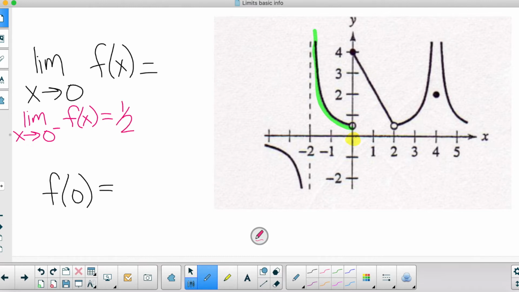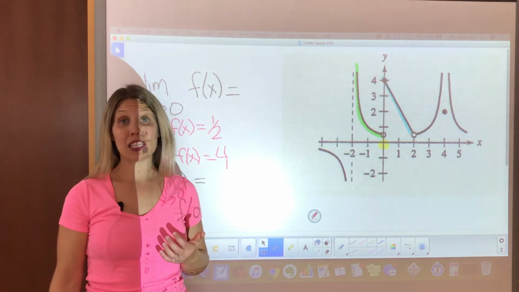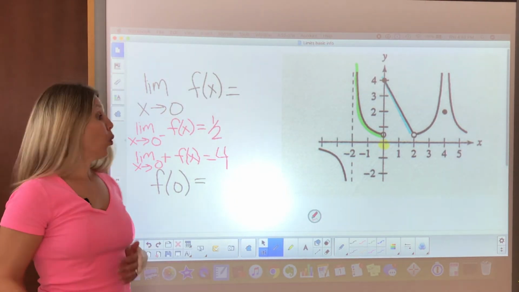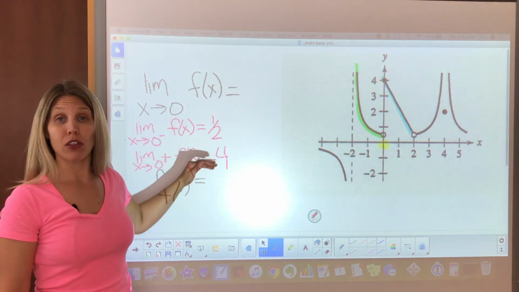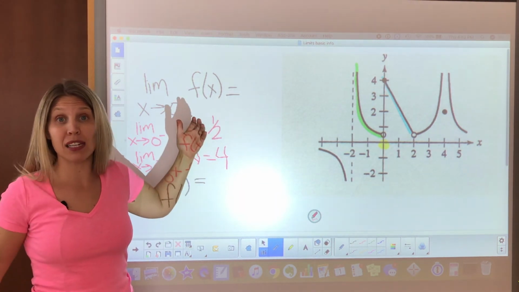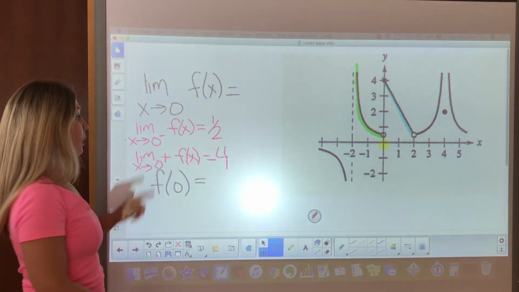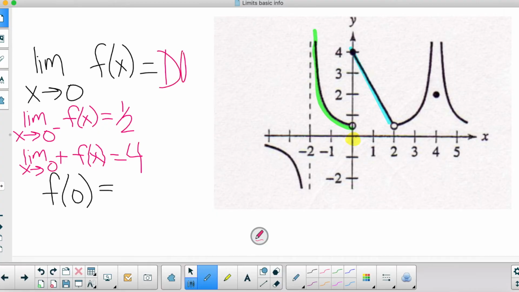But now we also need to check this coming in from the right side. So from the right side as it's approaching x, we're coming up that way. So now we have the limit as x goes to 0 from the right of the function, and that's when your y value is 4. So again, in this problem, if this is you and your friend, one of you is headed to 1/2, the other is headed to 4. Can you hug and kiss from that distance? No, you can't. Therefore, the limit of x at 0 does not exist.